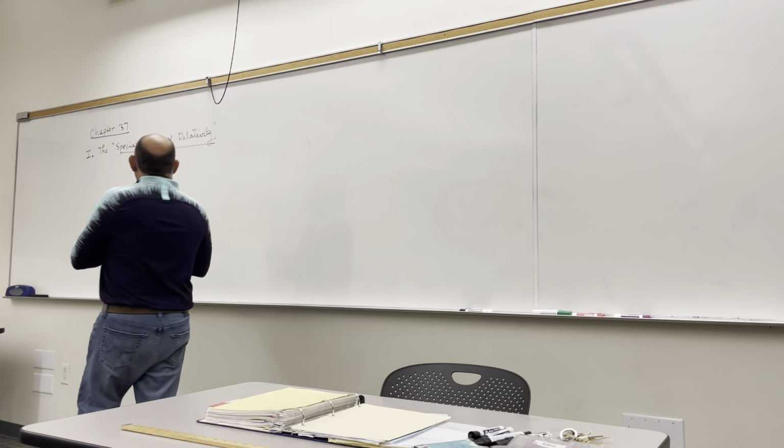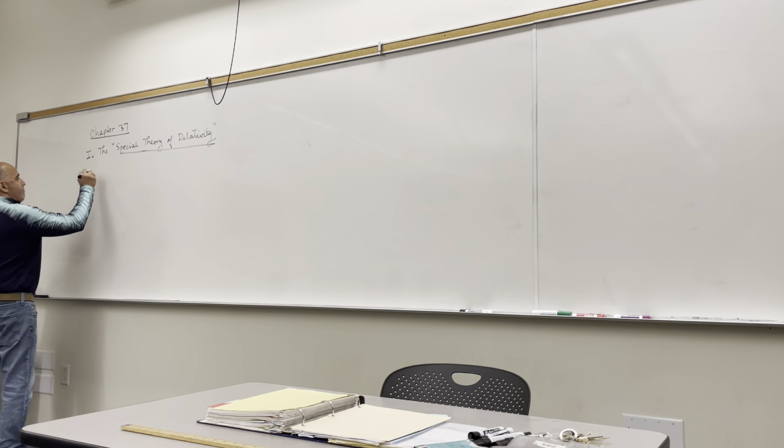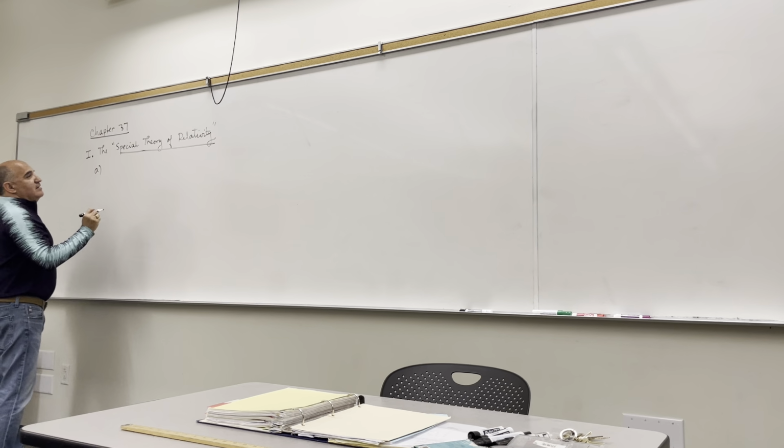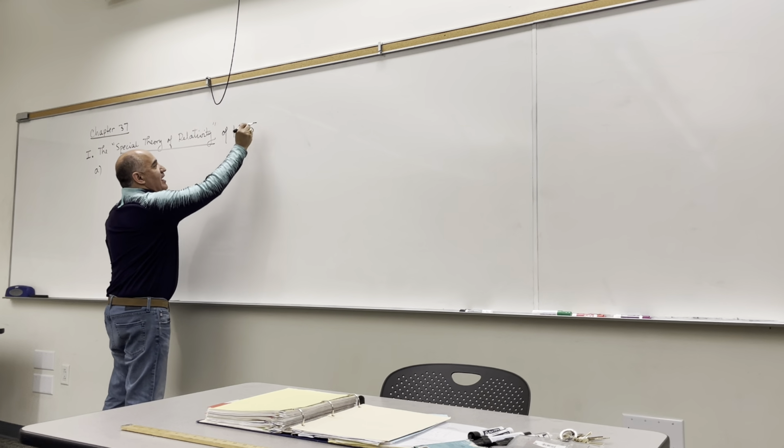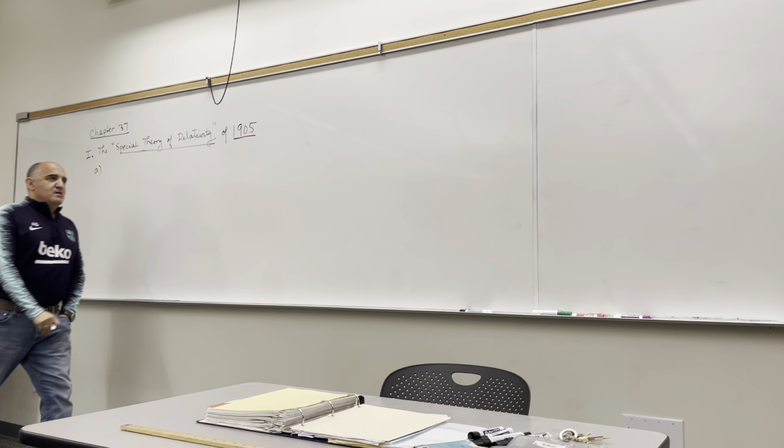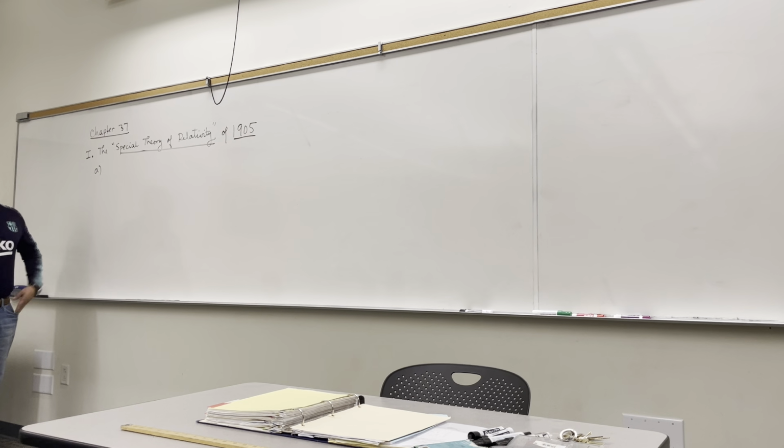So the special theory of relativity. What about it? 1905, that was the year. This is what we're going to be covering in chapter 37 of the textbook.